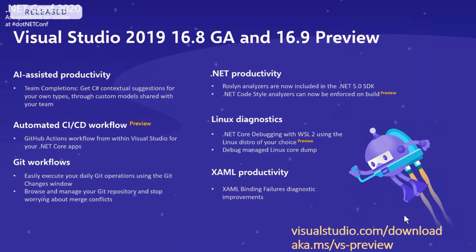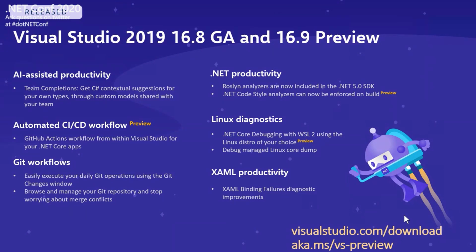So just to show here some of the things that are coming out for Visual Studio all up in 16.8 GA and 16.9 preview. Here we have your AI-assisted productivity. That is in IntelliCode. We have the team completions portion of it as well. So getting your own suggestions as far as the custom models for your team, and then sharing those custom models with your team.